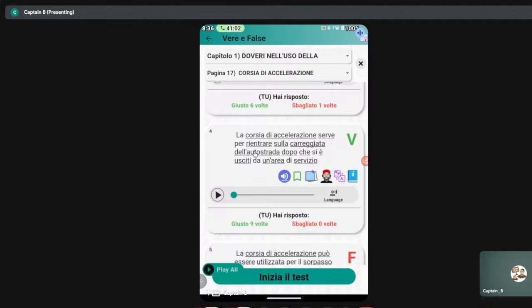Okay, so it said the corsia di accelerazione serve per entrare o rientrare sulla carreggiata, on the carriageway dell'autostrada, which is the highway, dopo che si è usciti, after you have exited.